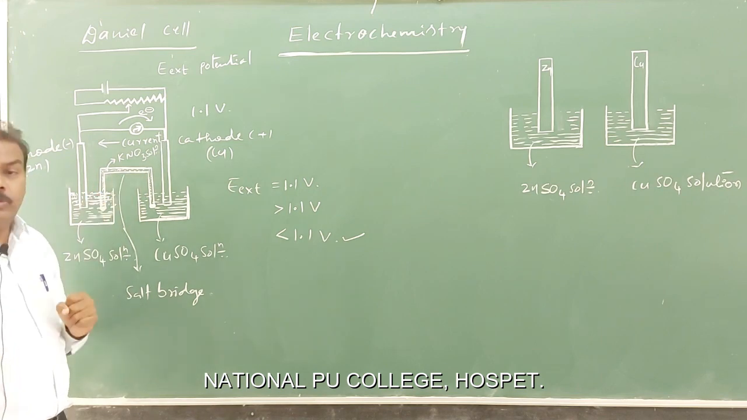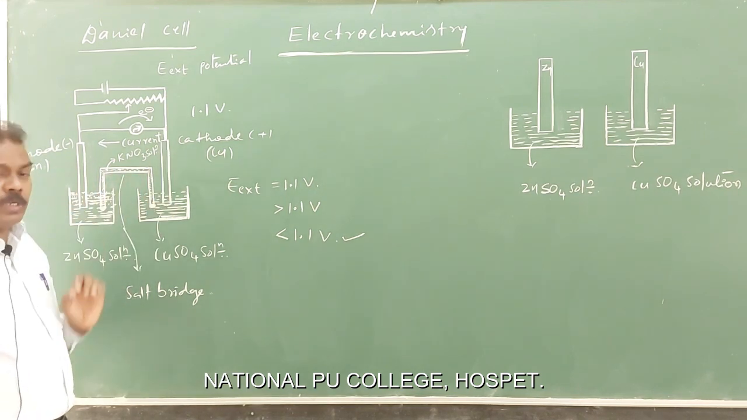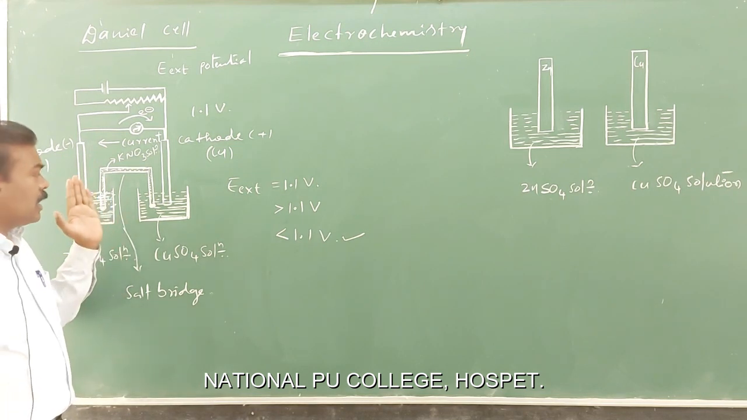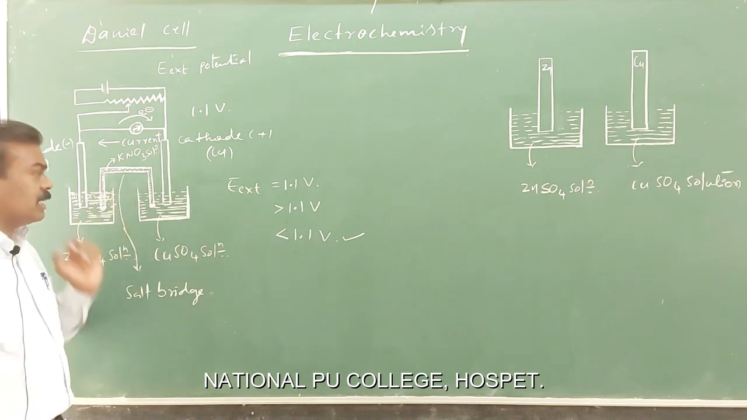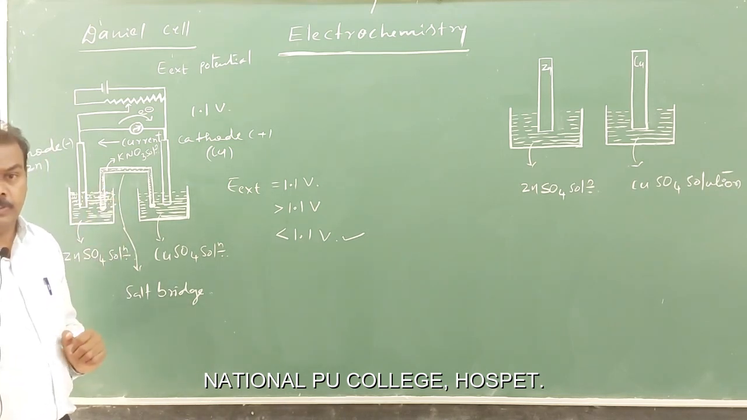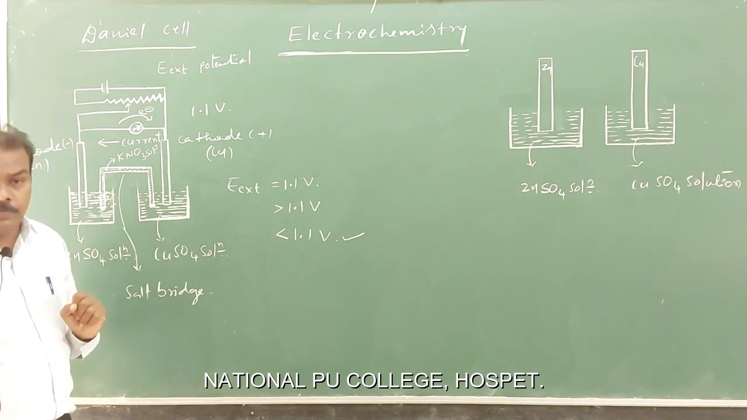The electron will not move from anode to cathode. Even current will not move from cathode to anode. Electron movement stops, current movement also stops. Now the cell is not functioning. So these are the 3 points we should know in the case of the Daniell cell.